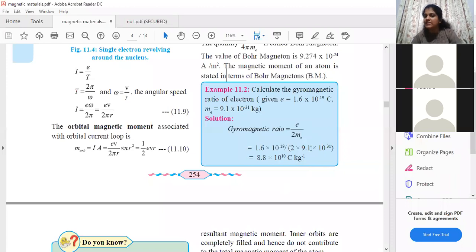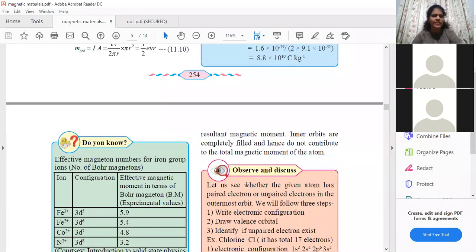Finding the unit is very simple, students. You know that for e the unit is coulomb and the mass is in kg. So obviously the unit for the gyromagnetic ratio would be C upon kg or C kg inverse. All right, this is one numerical.